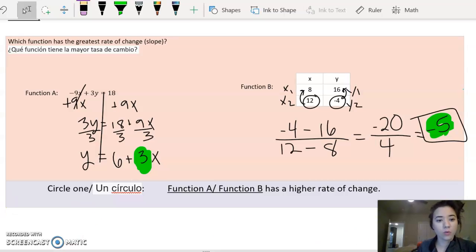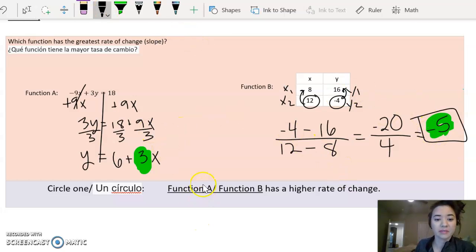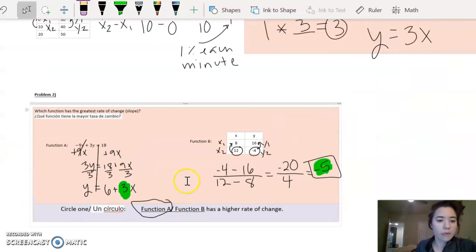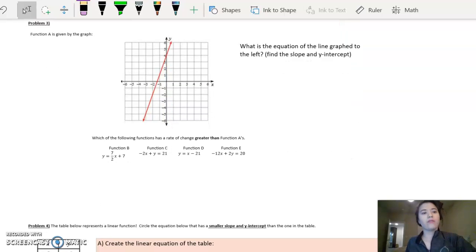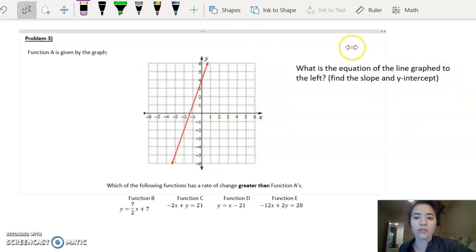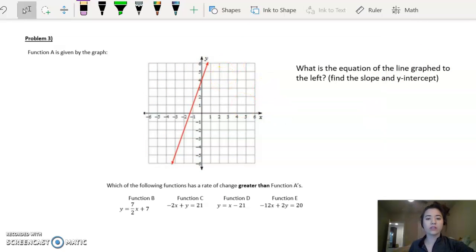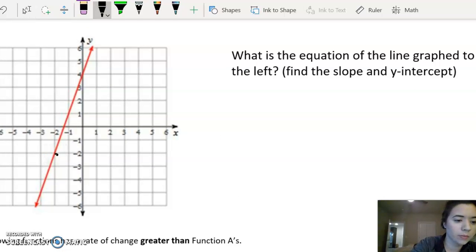So it says circle 1, function A or function B has a higher rate of change, between 3 and negative 5. Which one's higher? A. 3 is bigger than negative 5, so we can circle function A has a higher rate of change. All right, now onto graphing. We have function A is given by the graph right here. What is the equation of the line graphed to the left? All right, so let's go ahead and create this equation. We have a point down here and a point right here.